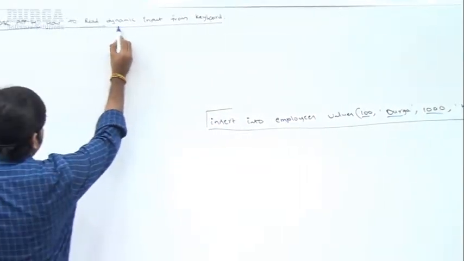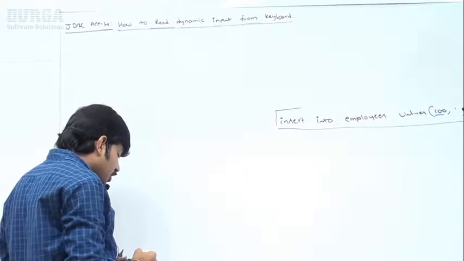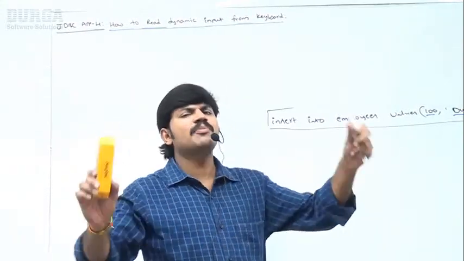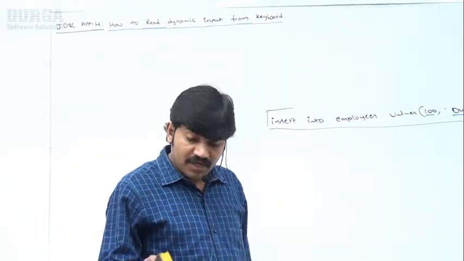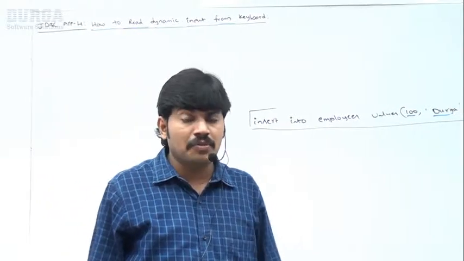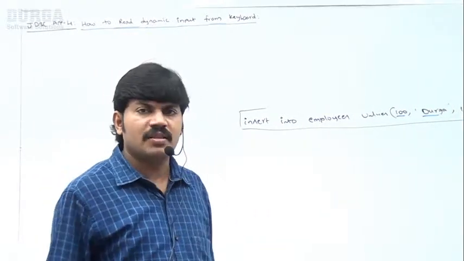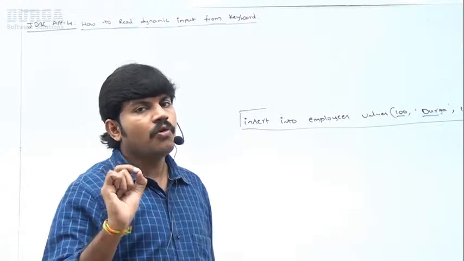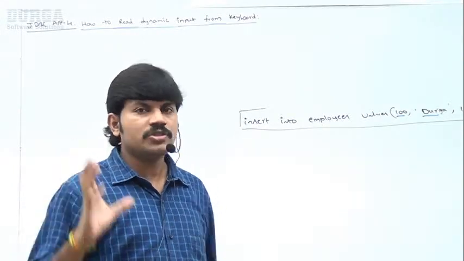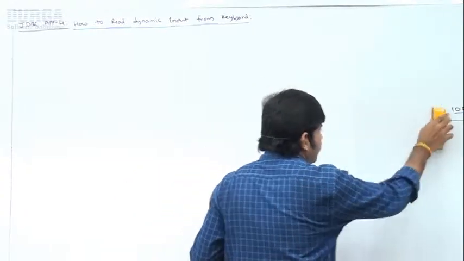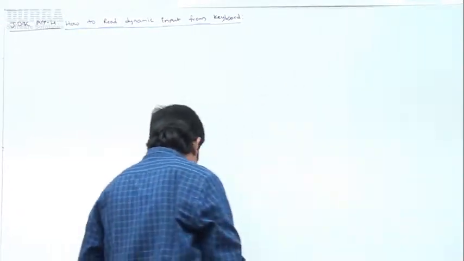How to read the dynamic input from the keyboard? To read the dynamic data, there are multiple ways available. From the command prompt, the command line arguments, or from the properties, you can read. There are multiple ways. But make sure, the most powerful way, the most convenient way, use the Scanner class. Are you getting it? Use the Scanner class.